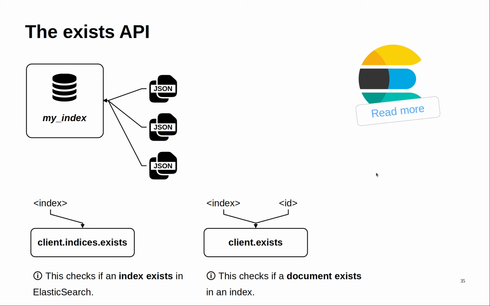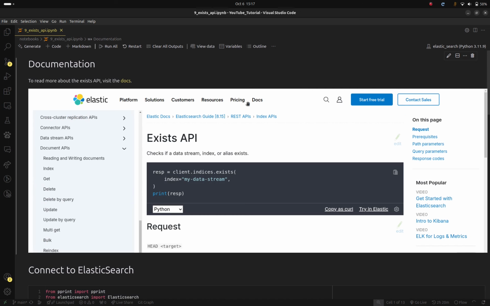Now, let's go back to VS Code to see how to implement this. Okay, so open the 9th notebook in this series. If you are wondering where to get these notebooks, you can find the link to the repository in the video description. So please go there and clone the repo or download it to get access to the notebooks.